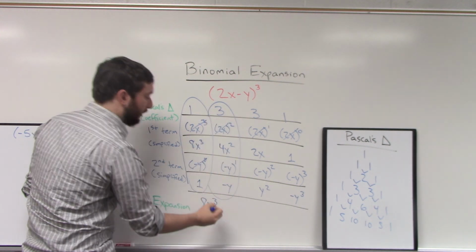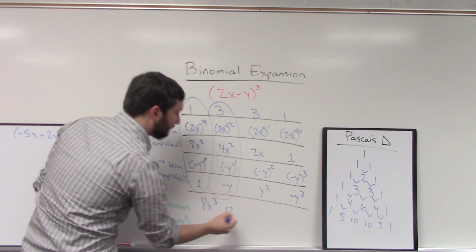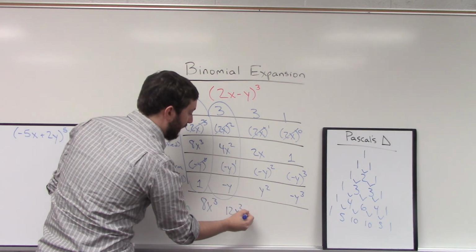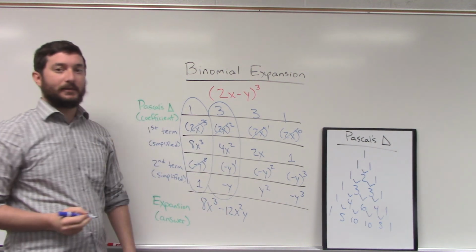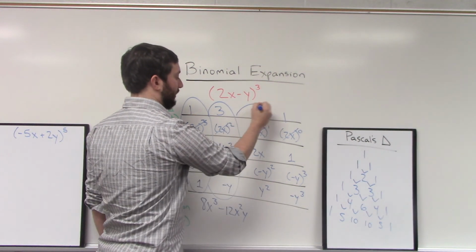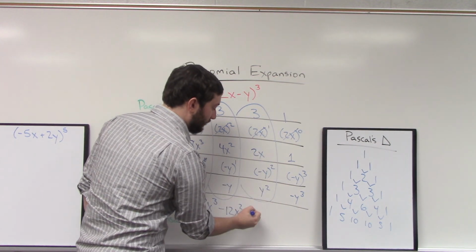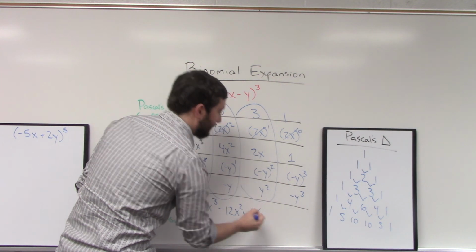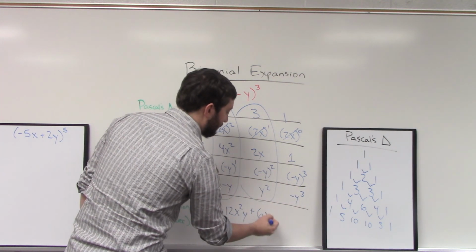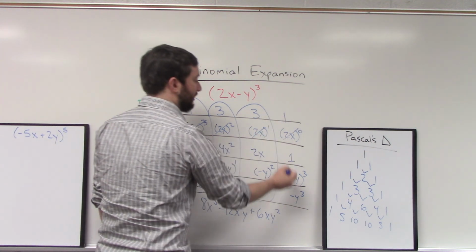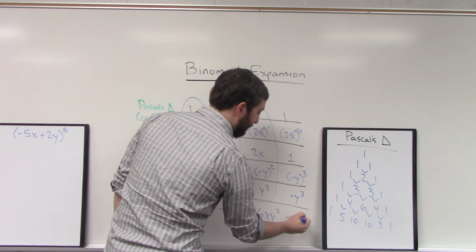3 times 4 is 12. X squared times negative y is x squared y, negative sign goes in front. Notice that all of these numbers in our next column are positive, so we're going to be adding. This will be positive. 3 times 2 is 6. X times y squared is x y squared. And lastly, 1 times anything will stay the same.